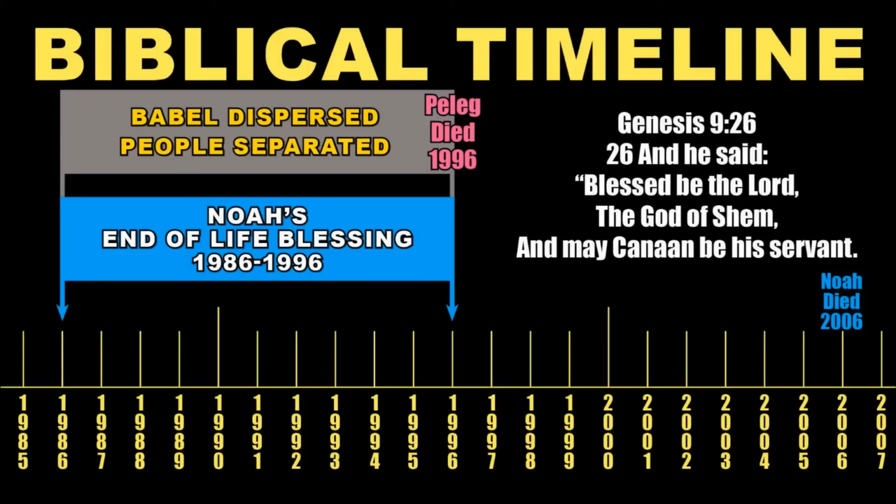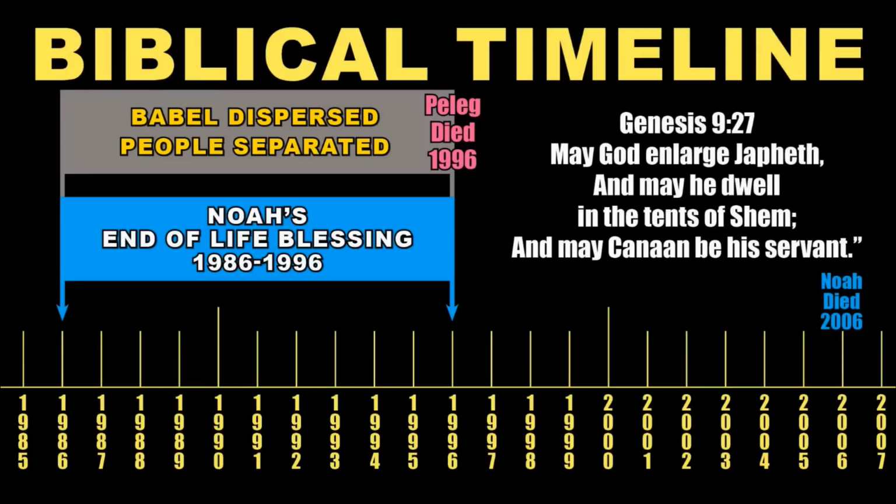Then Noah blessed the Lord, noted that Shem was the only son following Yahweh, and prayed Canaan would be a servant. And lastly, Noah prayed that Japheth would dwell in the tents of Shem. That is noteworthy because that means that Japheth was not following Yahweh at this point.